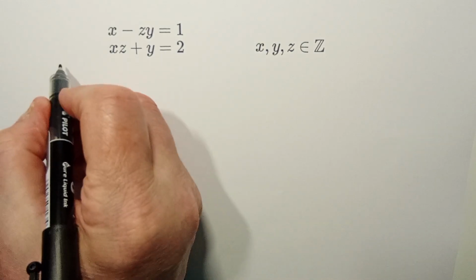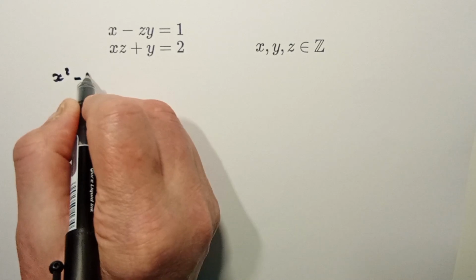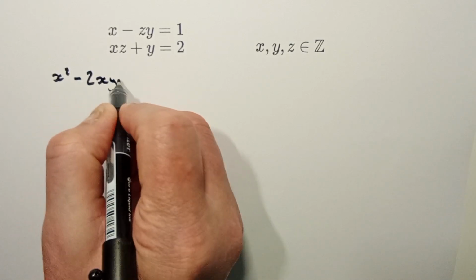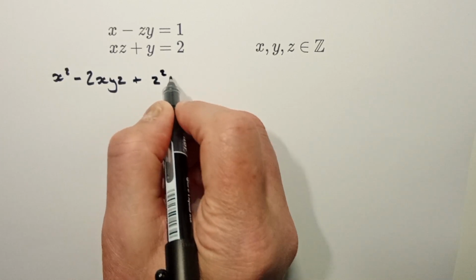Hi, welcome back. Interesting little equation here, where there are three unknowns and only two equations. But let's start by squaring both equations and see if we can find some common factors, or something else that's of use to us to get a solution.